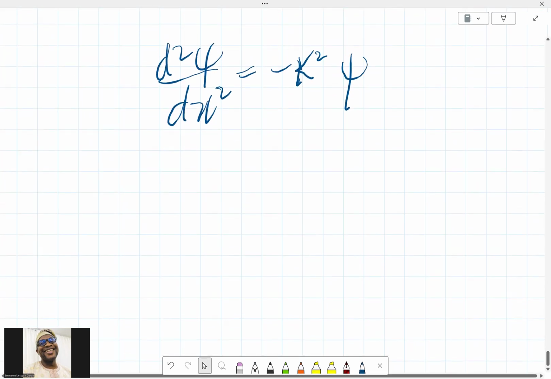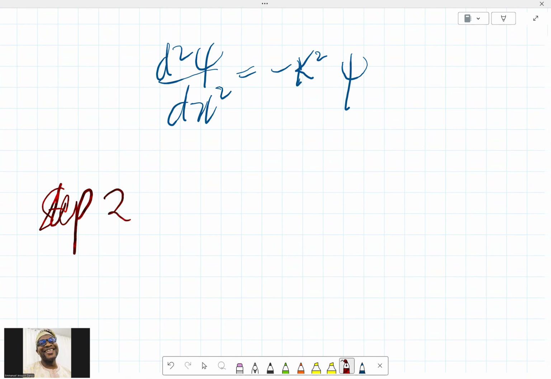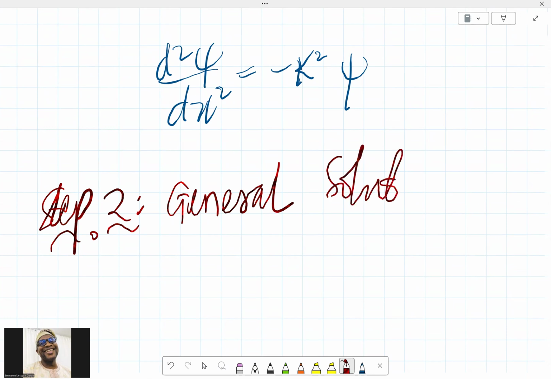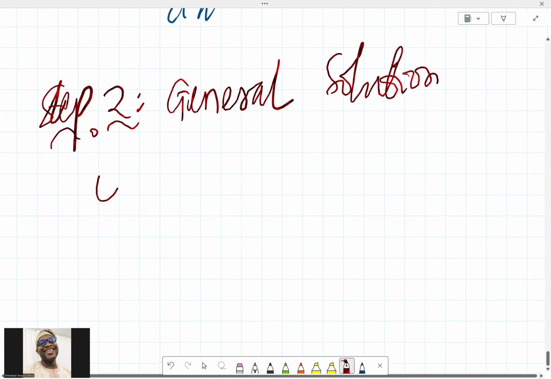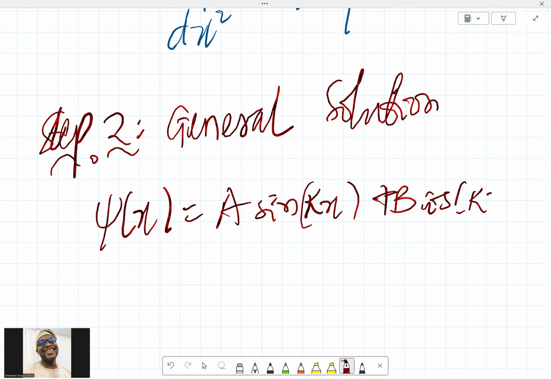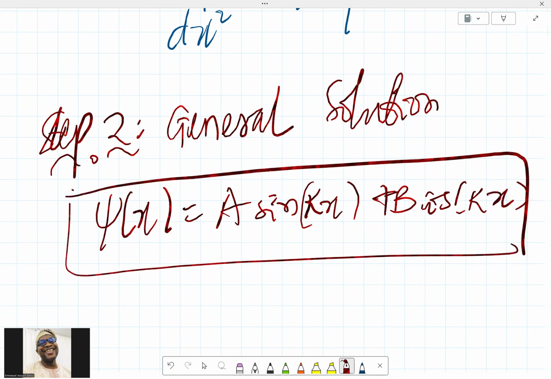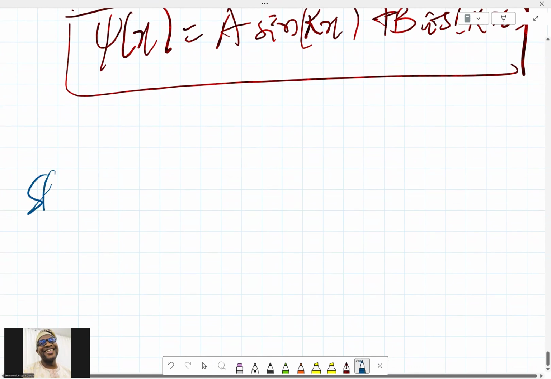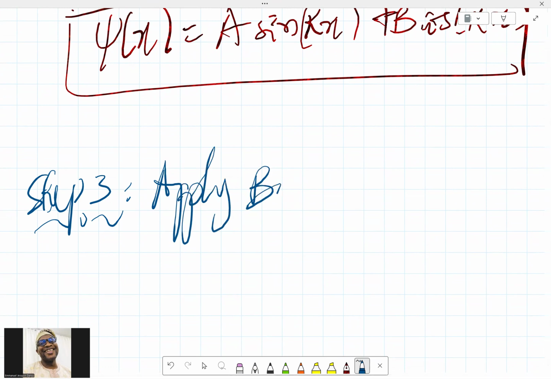So this is a second order differential equation, which is pretty easy to solve. Note that k squared is not omega. Now in step 2, the general solution in this case is easy. So psi of x is simply A sin kx plus B cos kx. This is the general solution of that second order ordinary differential equation. So in step 3, we apply boundary conditions.